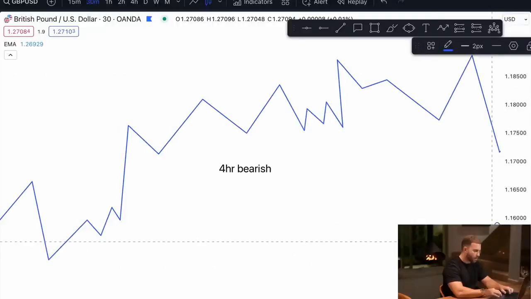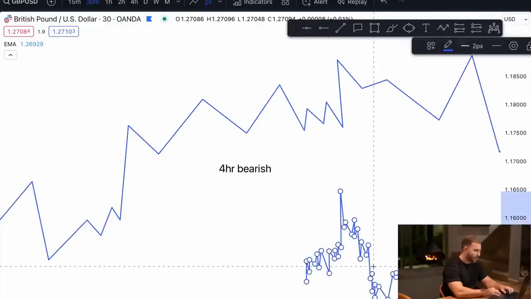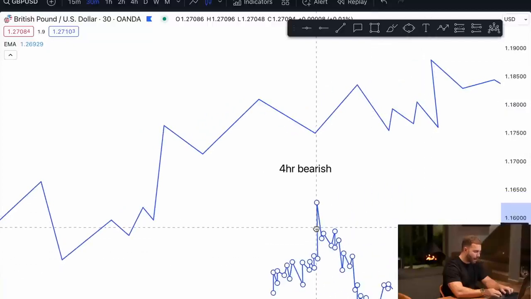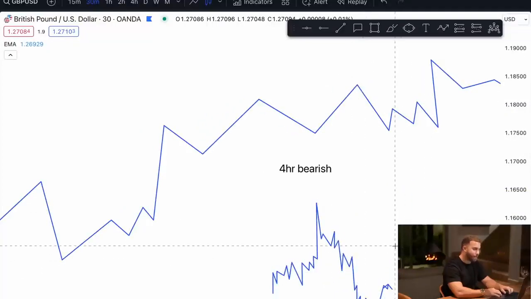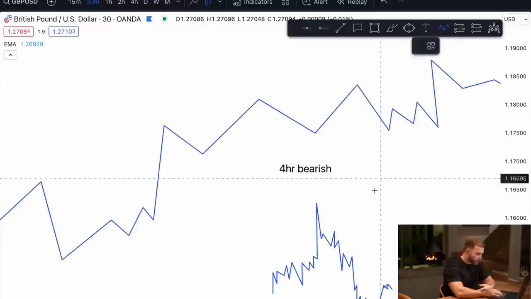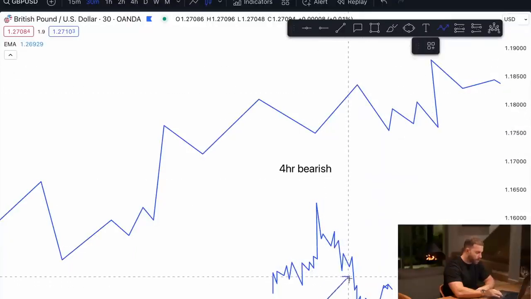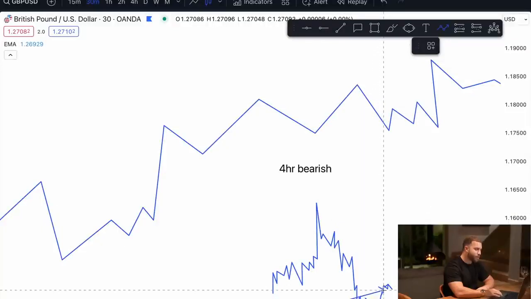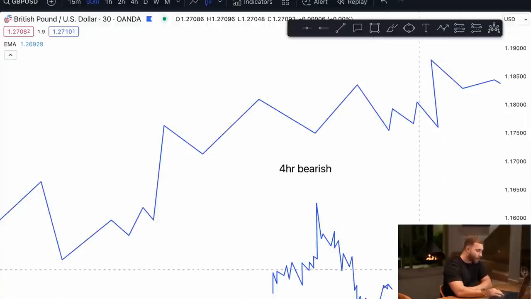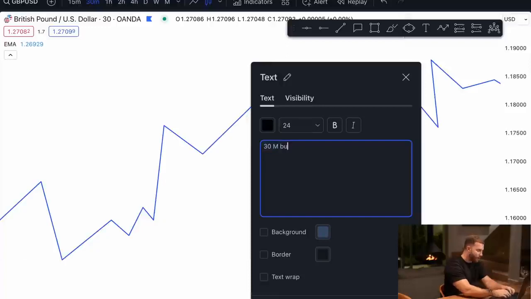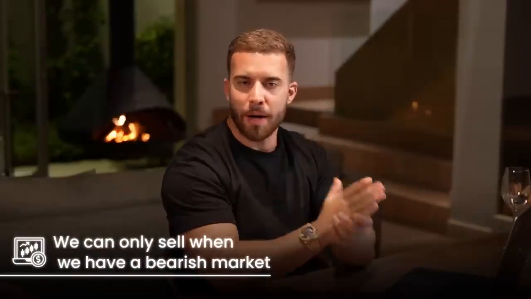Well, once again, probably to a beginner trader, this time frame might look bearish, but they're actually wrong. This time frame is bullish. This market was creating lower lows, lower highs, lower lows, lower highs, lower lows, lower highs, lower lows, and we have now shifted to the upside, making this 30 minute time frame bullish. So now that this 30 minute time frame is bullish, it doesn't mean that it's the right time to enter this trade, because we are looking to sell, and we can only sell when we have a bearish market.